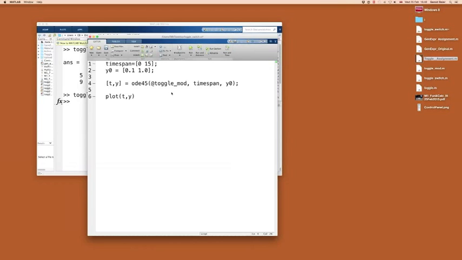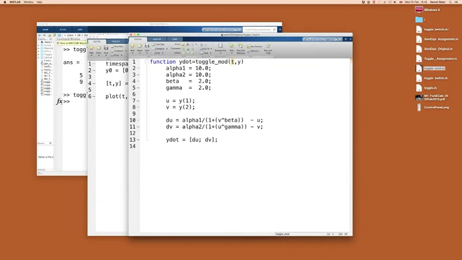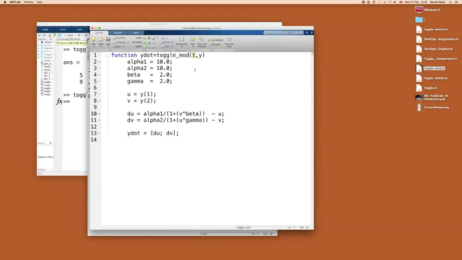Oh, I forgot to actually modify the file. I'm sorry. So I'm going to open toggle mod again. What I did was not remember to modify this. If you recall, we wanted to change this equation to exp(beta times v), and this to exp(gamma times u), and save that. Okay? But also we wanted to change the values of beta and gamma to 3 and 3.